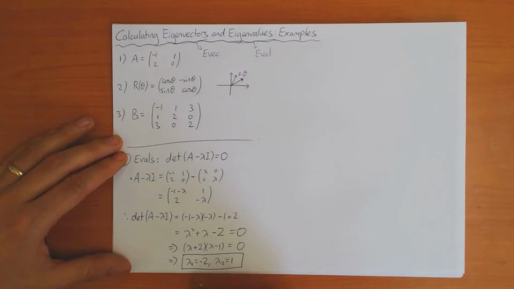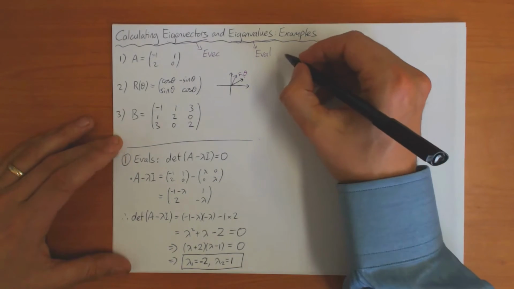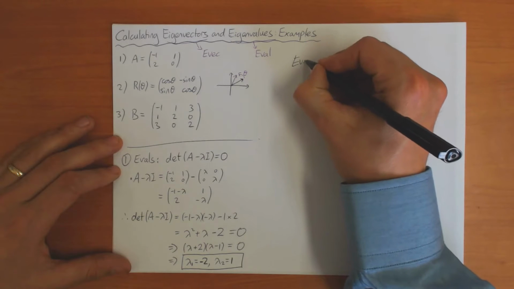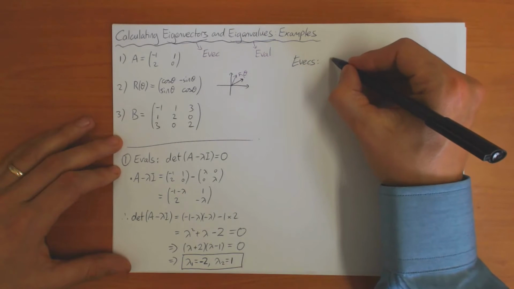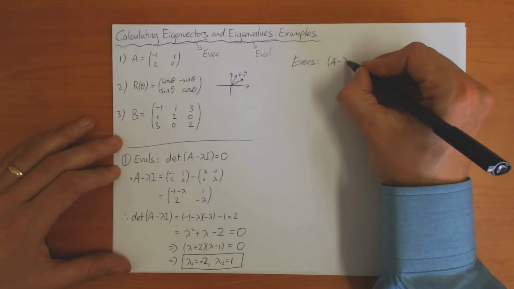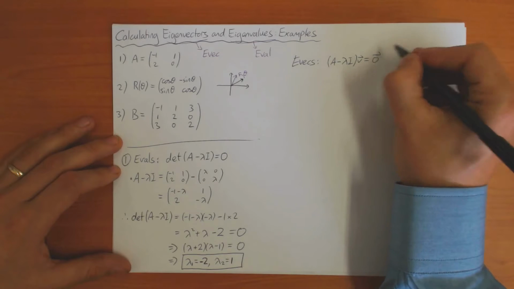Okay. So that means there should be a vector which this matrix multiplies by minus 2, and there should be a vector which this matrix multiplies by 1, leaves the same, in other words. Okay, so we found the eigenvalues. Next we have to find the eigenvectors. To find the eigenvectors, the method was to solve (A minus lambda I) times v equals 0.